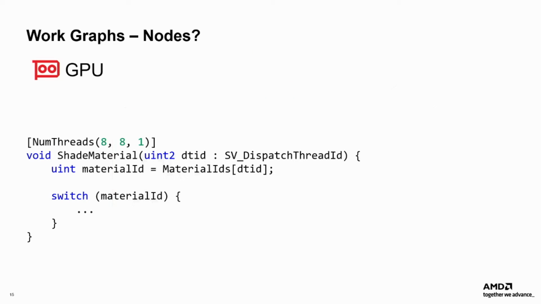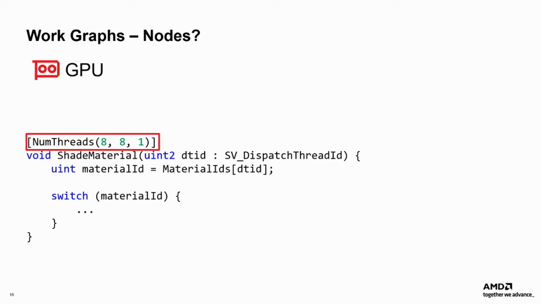Because typically when we programmed the GPU, we were using shaders. So what are these nodes now? To get to the bottom of that, we're going to take a look at one example shader. In this case, we have some material shading. So we have a simple compute shader with 8 by 8 threads. And we can dispatch multiple of these thread groups to process an entire full screen texture.